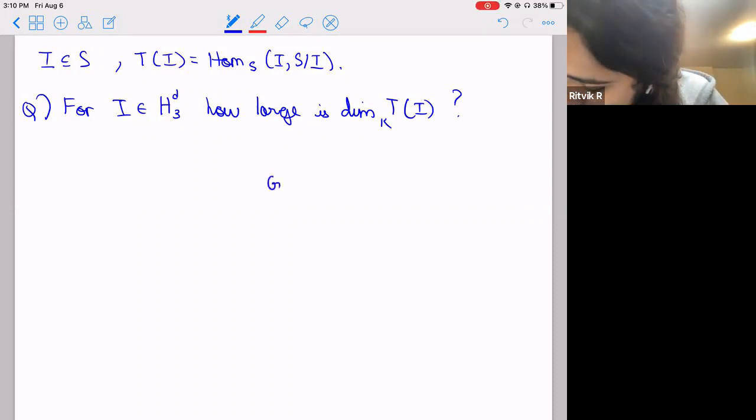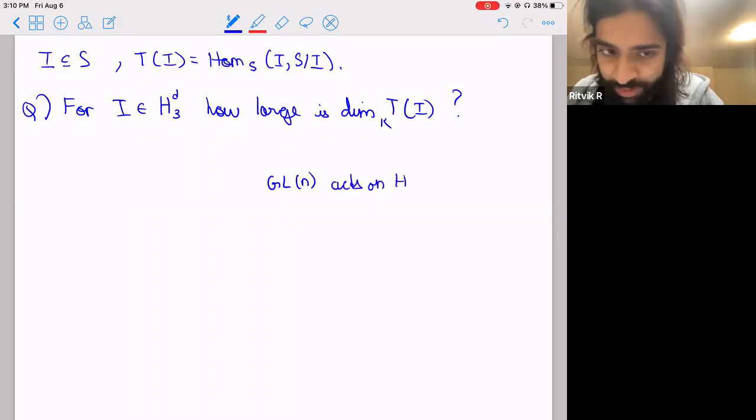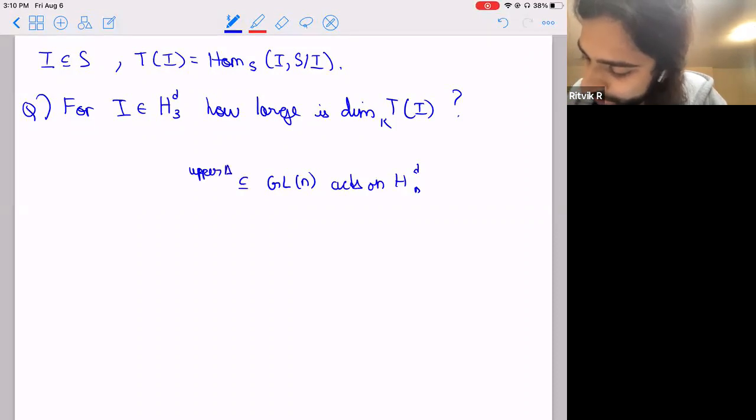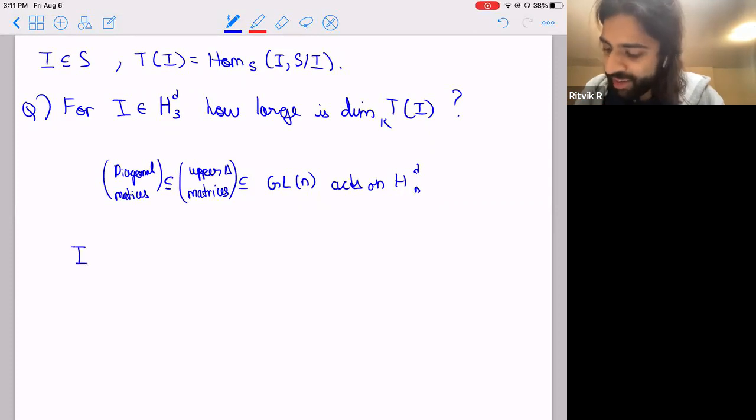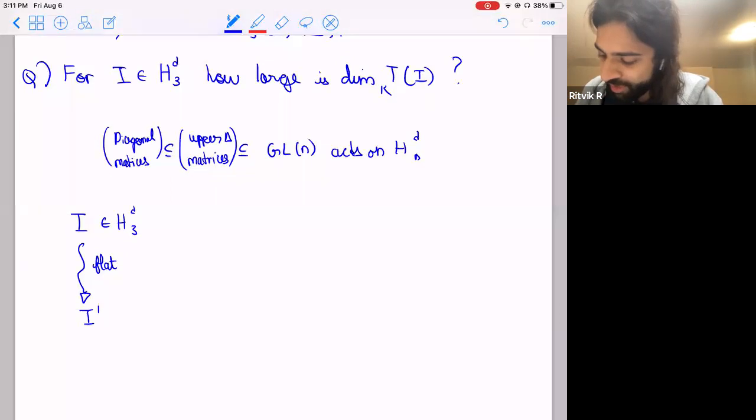And that's by using a group action. So the general linear group acts on the polynomial ring by changes of coordinates. So it also acts on the Hilbert scheme. Inside here, you have the Borel subgroup of upper triangular matrices. And inside here, you have the torus, diagonal matrices. Okay, so general theory tells you that if you start with the point I in the Hilbert scheme, there is a flat degeneration to, I guess, I prime, which is say torus fixed or Borel fixed.